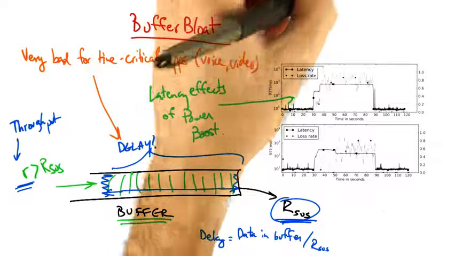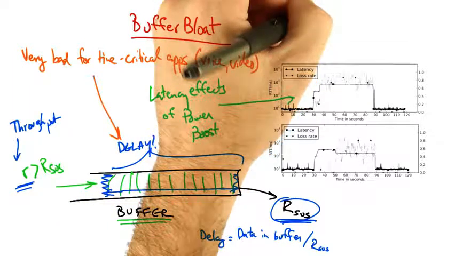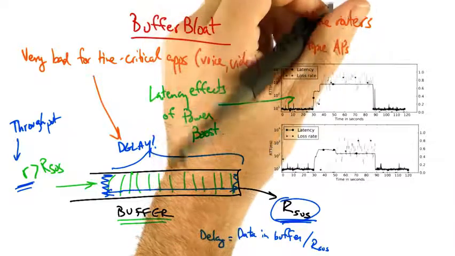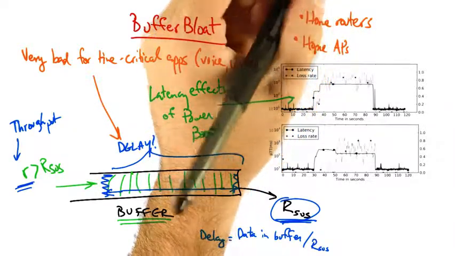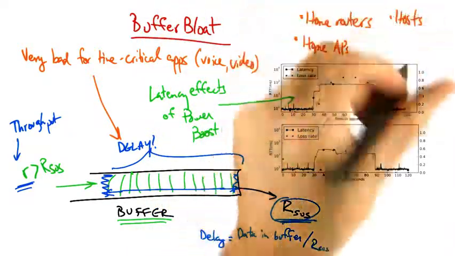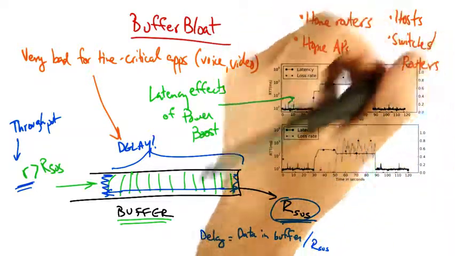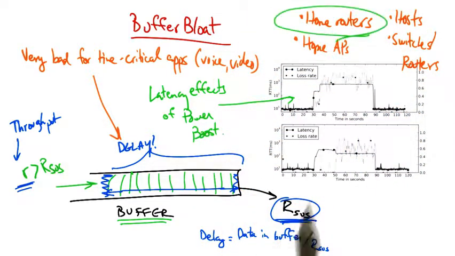These large buffers actually show up all over the place, in home routers, in home Wi-Fi devices or access points, in hosts, on device drivers, and also in switches and routers. Let's take an example of buffer bloat that we observed in home routers as part of the Bismarck study that I described in the last lesson.